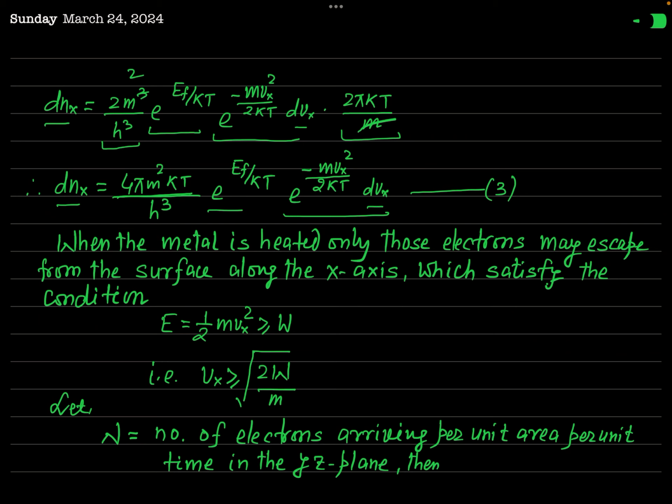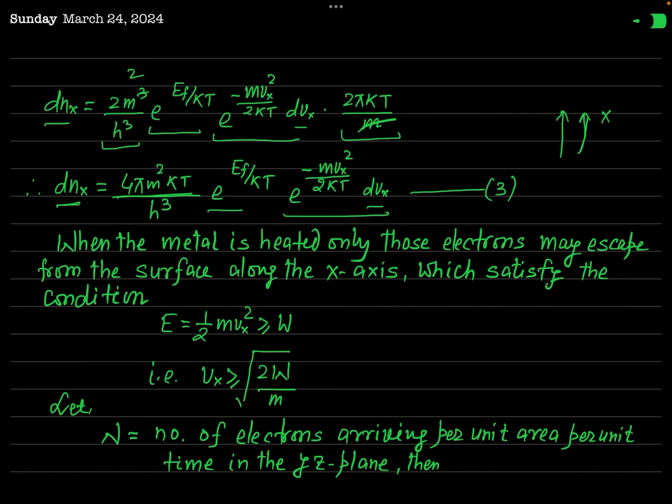Now we are talking about only those electrons which are emitting in the x direction. You know, when there is a flow of charge in a particular direction, only then is current constituted. So we are talking about the emission of electrons in the x direction. And we have calculated the number of electrons per unit volume which are ejecting in the x direction, but whose velocity lies between Vx and Vx plus dVx, okay.